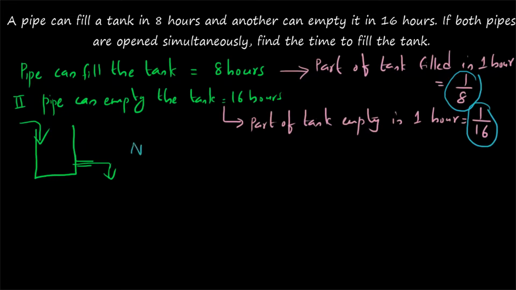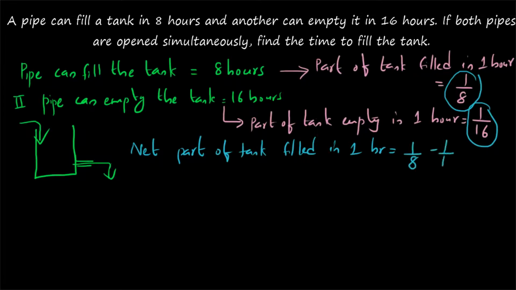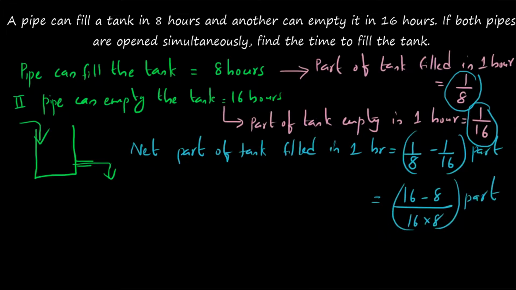So when both these pipes are operating simultaneously, the net part of the tank which is filled in 1 hour is equal to, we have to take the difference. 1 by 8 part is filled and 1 by 16 part is emptied. Opposite actions are taking place. So 1 by 8 minus 1 by 16th part will be filled in 1 hour. That means (16 minus 8) divided by (16 into 8) part will be the net part filled in 1 hour.